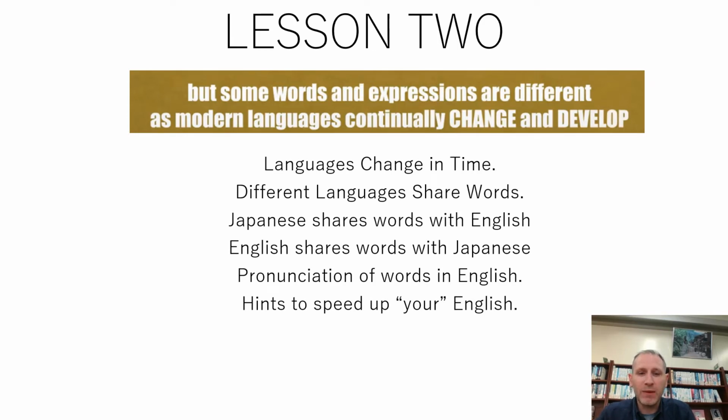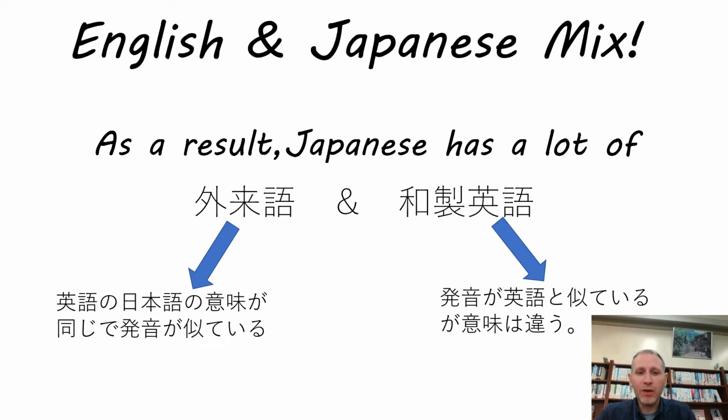So these are our goals today: to understand that languages change in time, to know that different languages share words, and we're also going to look at ways to speed up your English. So instead of talking like this, we will look at different ways to learn how to talk a little bit faster and a little bit more naturally. And in fact, if you talk very naturally, you sound a little bit like a native speaker. Things like speeding up your language, dropping consonants, and so on and so forth. We're going to look at that today. Okay? Okay, so let's look.